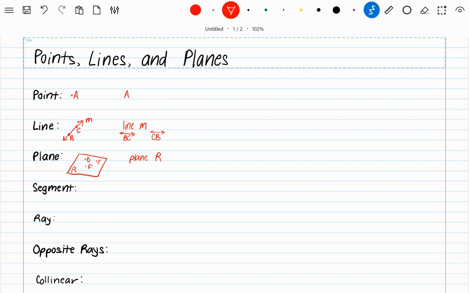I can also use 3 points on the plane as long as those 3 points do not form a line. I can write these in any order that I want. The reason why we can't have the 3 points form a line is because when we have a line, there are infinitely many planes that go through that line.